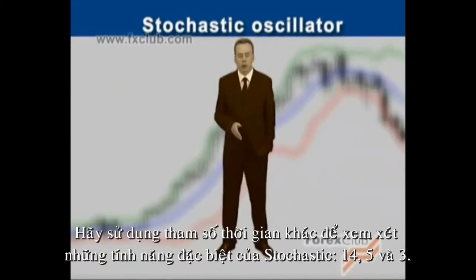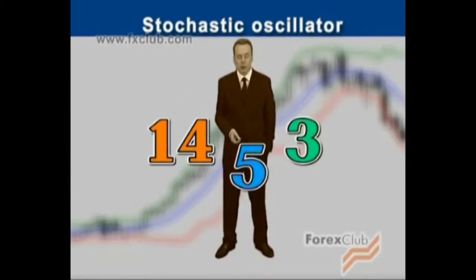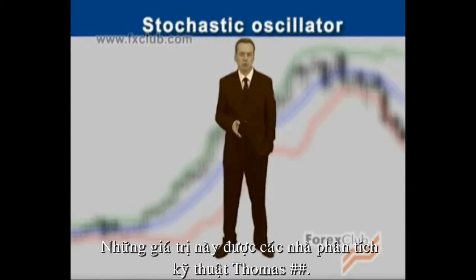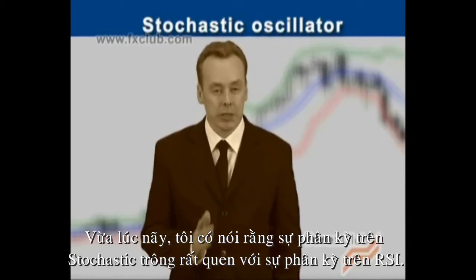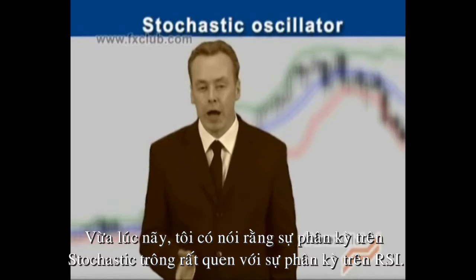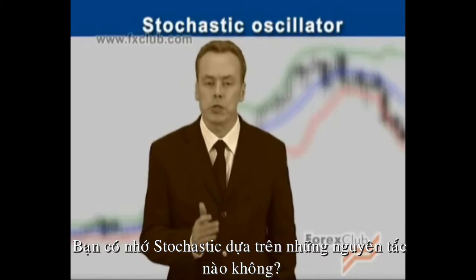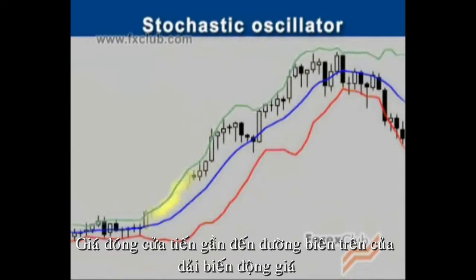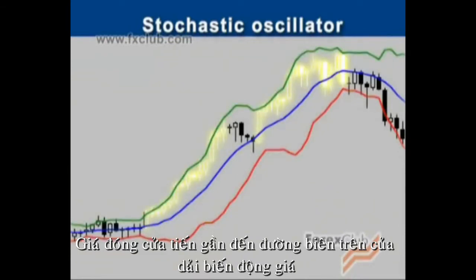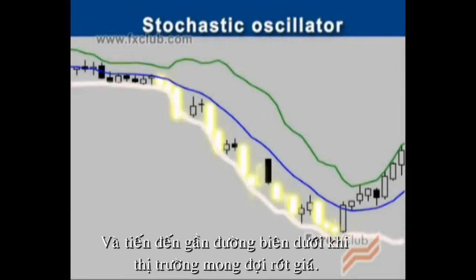Let's use other time parameters to examine some special features of stochastic. 14, 5 and 3. These values were put forward by technical analyst Thomas Bierovic. A moment ago I said that divergence on stochastic looks similar to divergence on RSI. Similar but not the same. Do you remember the principle that stochastic is based on? Closing prices come closer to the upper boundary of the range when the trend is bullish, and to the lower line when the trend is bearish.